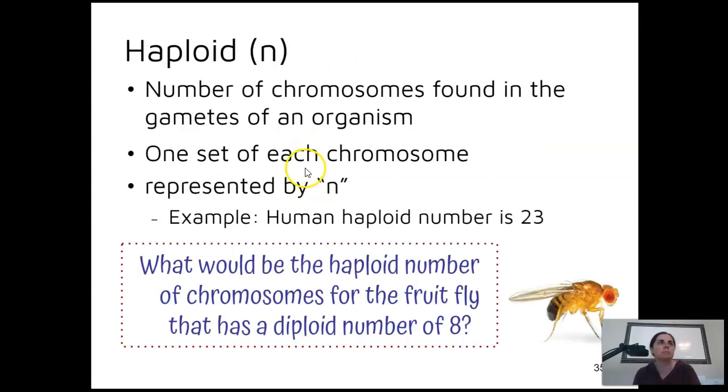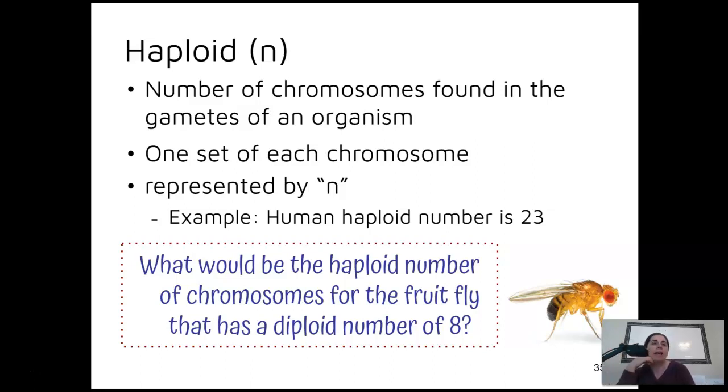So that's a problem, so we have to make sure we have half the number in each. Okay? So haploid is what n is, and it's the number of chromosomes found in the gametes of an organism. One set of each chromosome, so you get one set from mom and one set from dad. So sperm have one set, and eggs have the other corresponding set. We represent that it's haploid by putting the letter n. And for example, the human haploid number is 23 because we have 46 chromosomes.